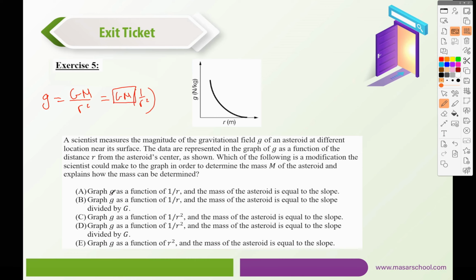So we can directly eliminate these. Then graph 1 over r squared, and the slope is equal to GM. Then the mass would be the slope divided by G. So it's the slope divided by G, making D the correct answer.